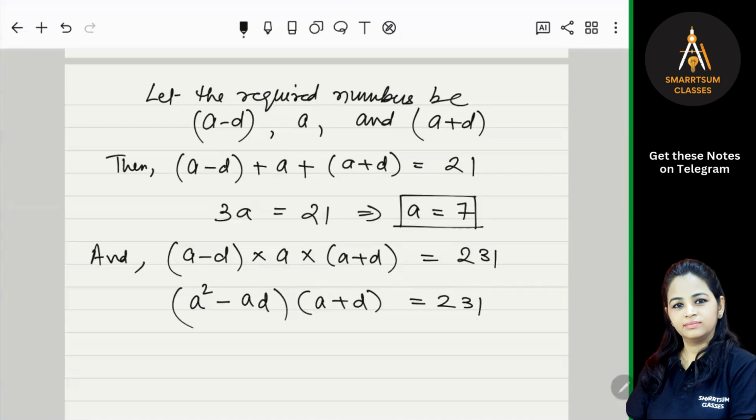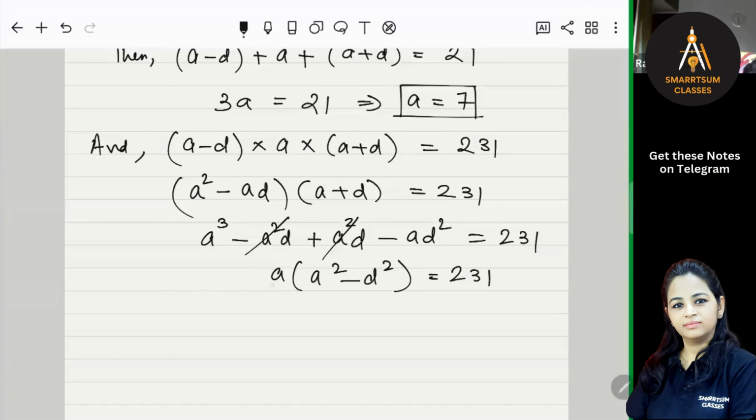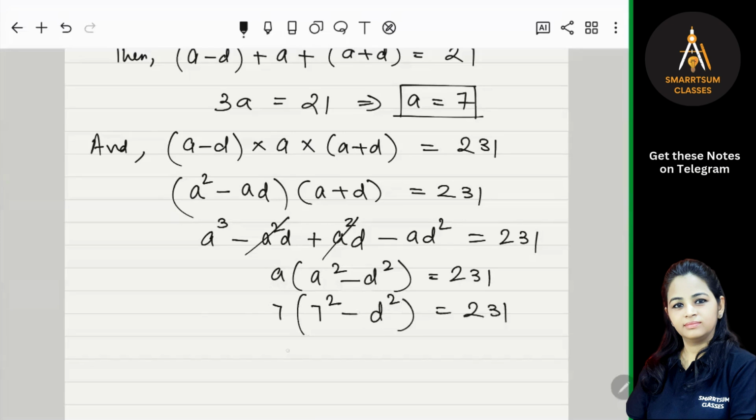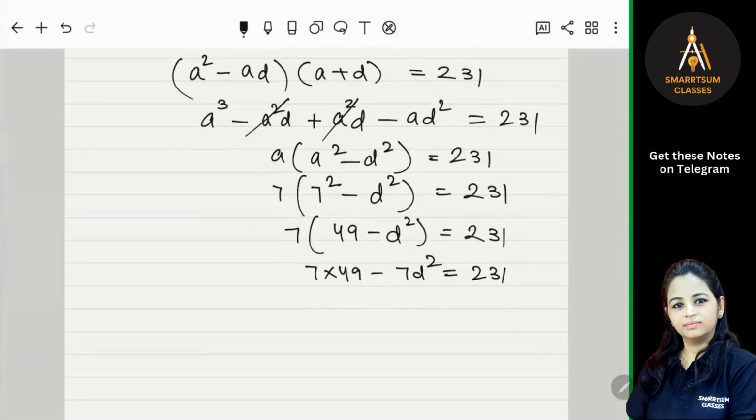Okay. So now what can you get? We will get a square minus d square. Put the value of a, that is 7. 7 square minus d square is equal to 231. 49 minus d square, 231, right? That means 7 into 49 minus 7d square is equal to 231, right? So 7 into 49 is 343.